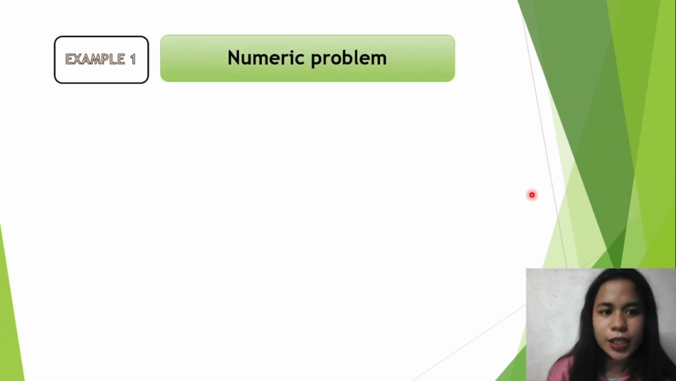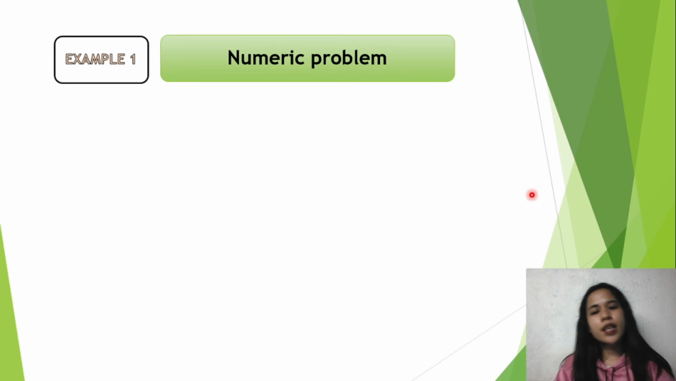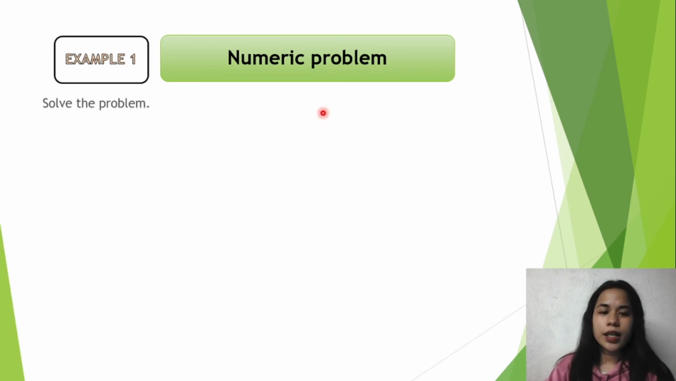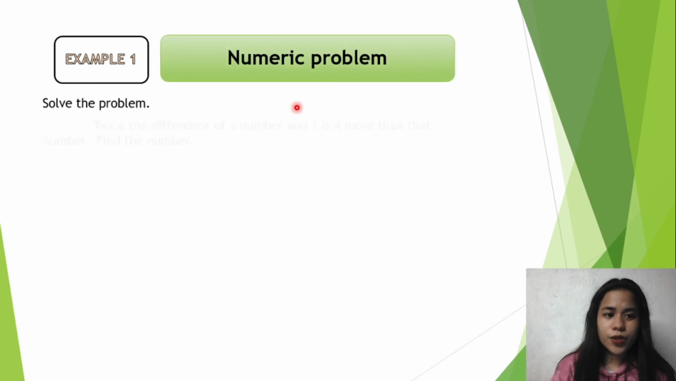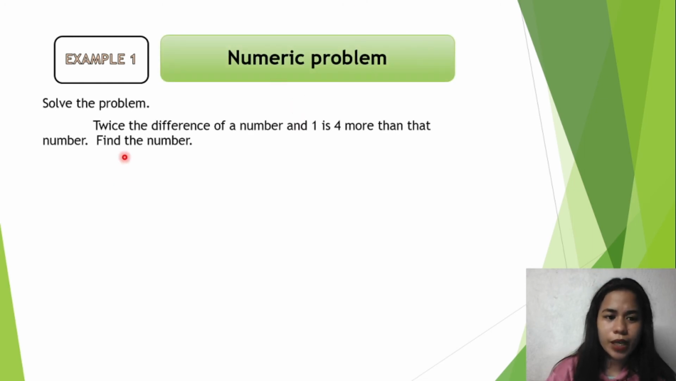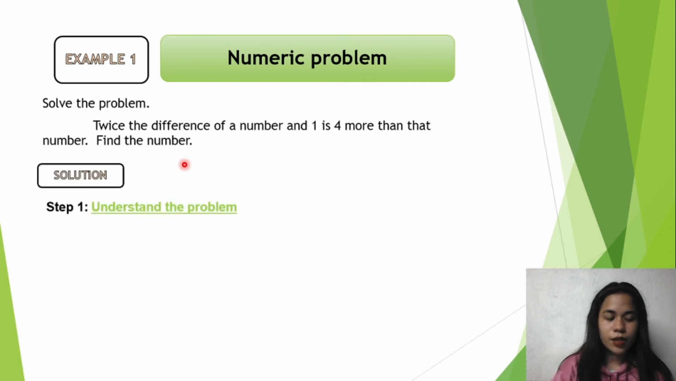So in example, let's have an example one. This example is an example of a numeric problem. So solve the problem. Our problem here: twice the difference of a number and 1 is more than that number. So find the number. First step, let us use the Polya's problem solving strategy. First step, we need to understand the problem.